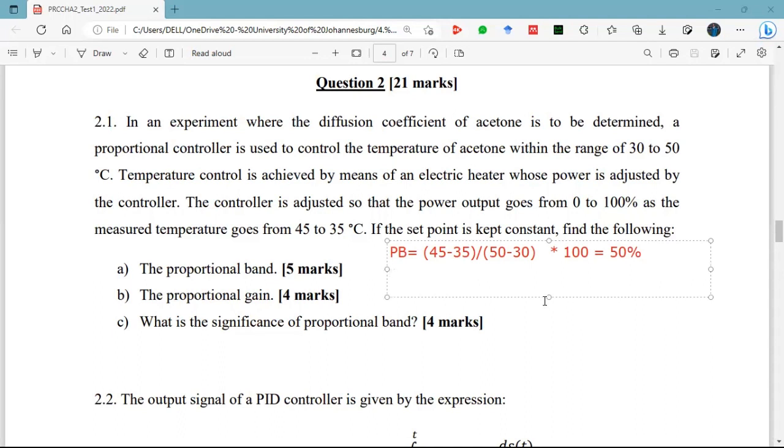I hope that we are all following so far. So that gives you 50. That is the value of your proportional band that you had to calculate. So another question that you had was to find the proportional gain. Under the proportional gain, you already have a formula that was given to you for calculating KP.